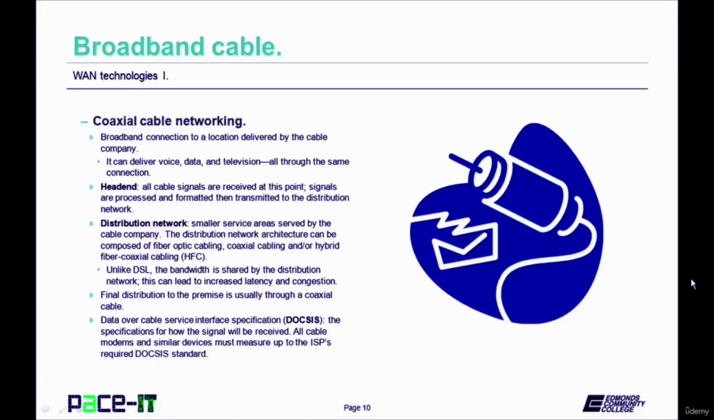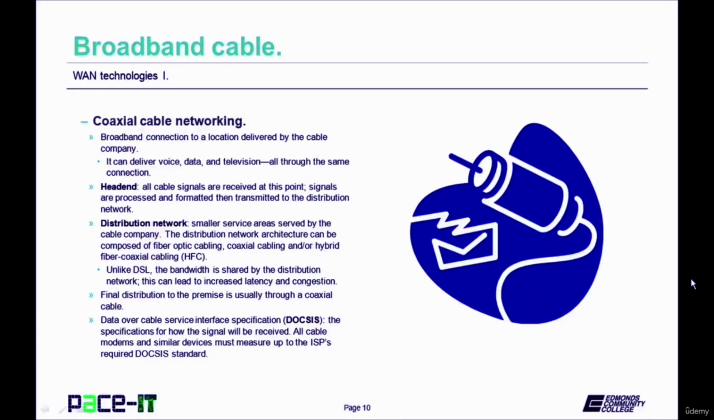Unlike DSL, the bandwidth of the distribution network is shared by all of those who connect to it. This can lead to increased latency and congestion during busy times. The final distribution to the premise is usually through a coaxial cable.